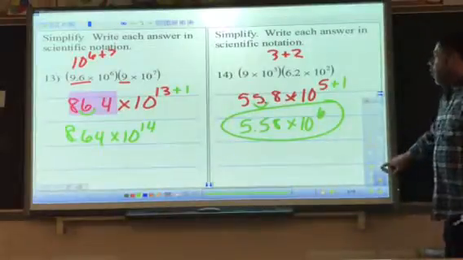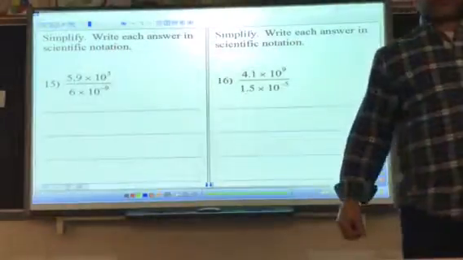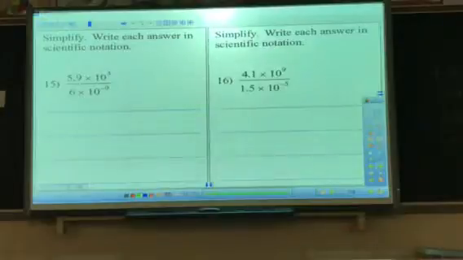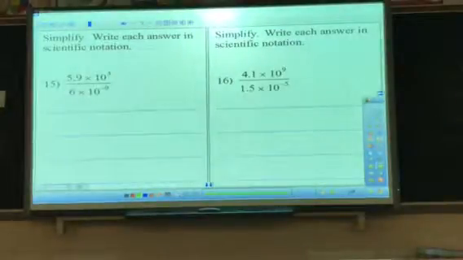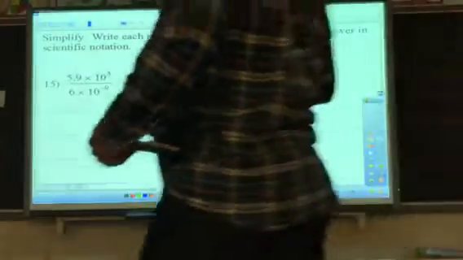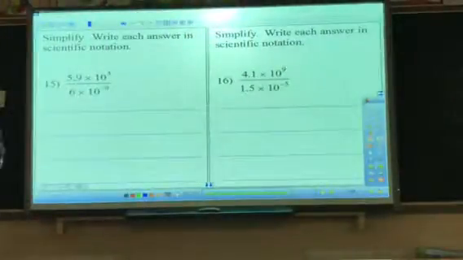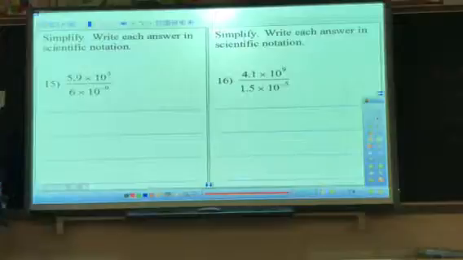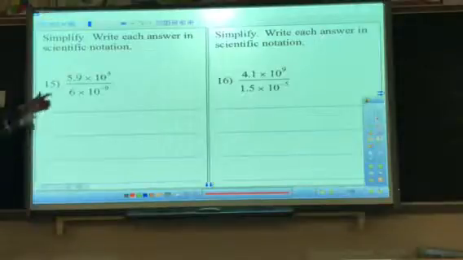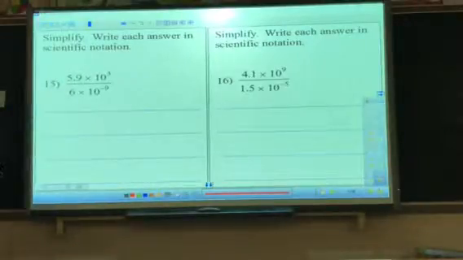Okay. The last type here are the division ones. And we have to transition our head to our division problems. Remember, when we are dividing, we are going to be subtracting our exponents. Subtracting. So, bases that are numbers that don't have exponents. The 5.9 and the 6 don't have exponents. That's just a regular division problem.